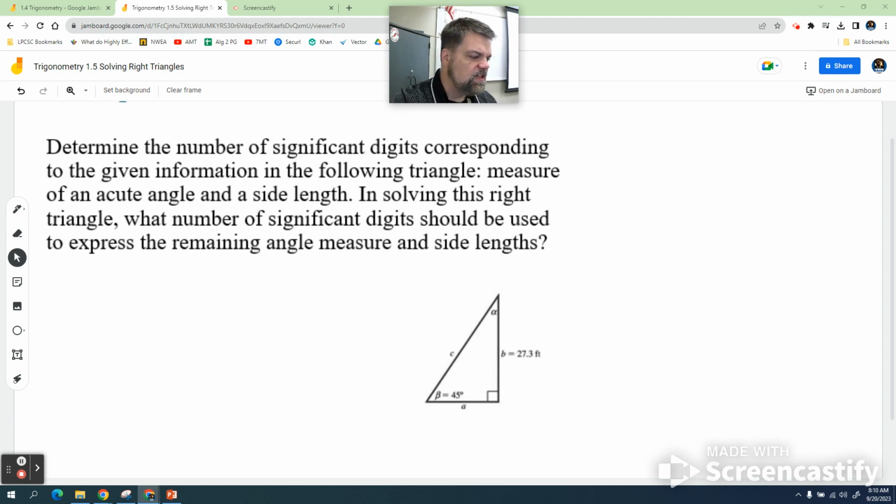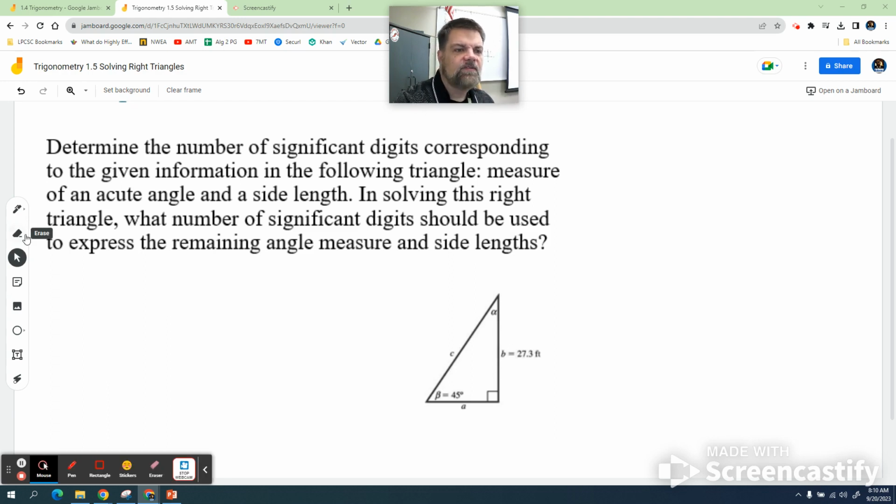So significant digits are really about levels of precision. We talk about this all the time. Since a lot of this stuff is used in science, that's probably a good time to talk about it in a math class. So what does that mean?